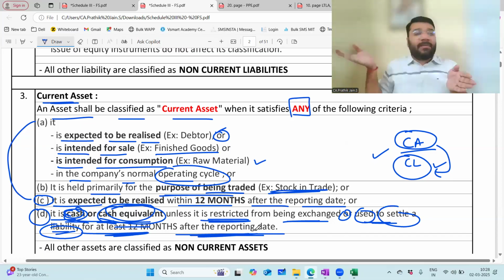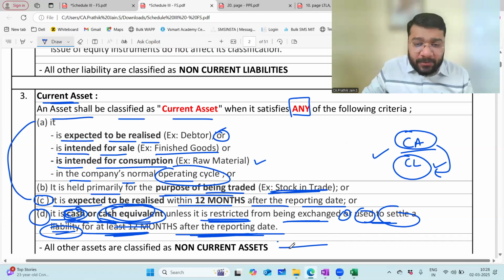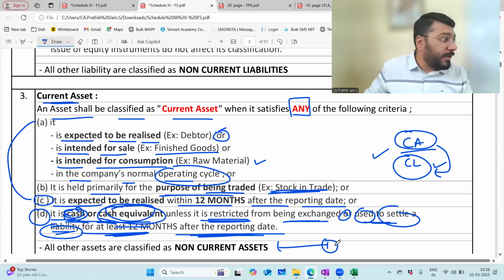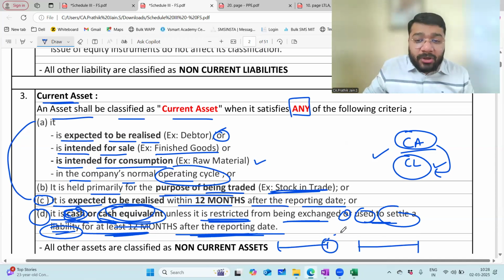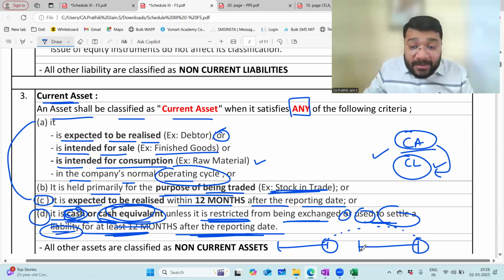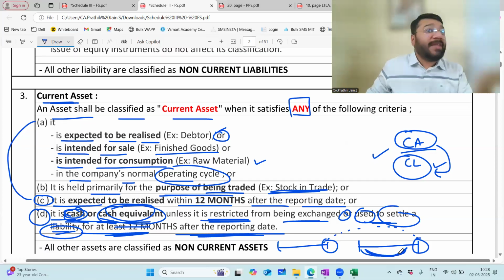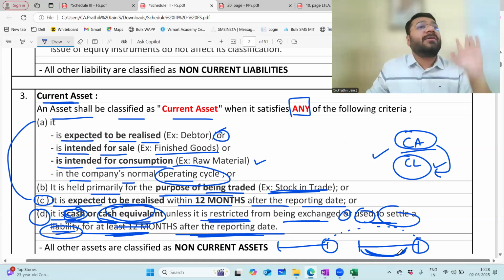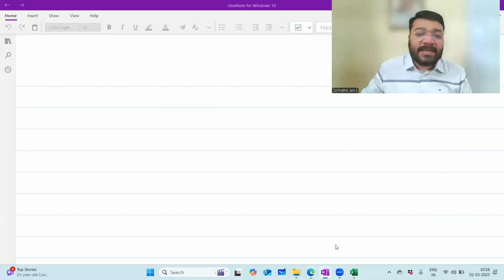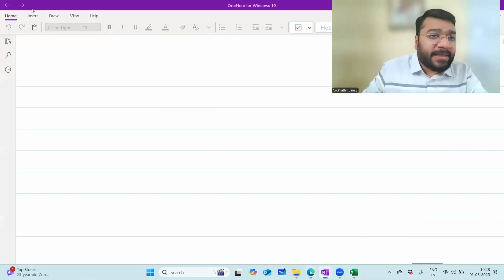For example, this is my reporting date. Where do 12 months from the reporting date end? Here. So where is the restriction? The restriction is there in this period on using it. If there is no restriction in this period, it is a current asset. If there is a restriction during this period, it is not a current asset. Am I clear? So very simple. So let me take one example here.